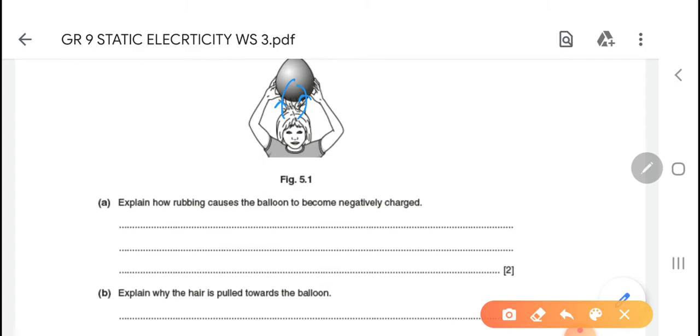Balloon gains extra electrons, extra negative charges, and becomes negative. Hair loses electrons and becomes positive. But in this question we are not asked to explain what happens to the hair, so you can leave it. But you have to explain that electrons transfer from hair to balloon. Balloon becomes negatively charged because it gains extra electrons.